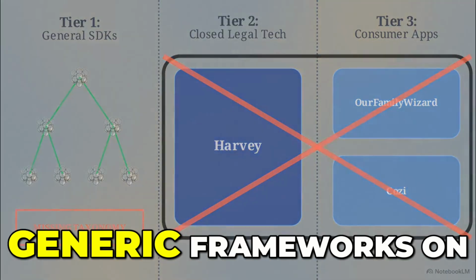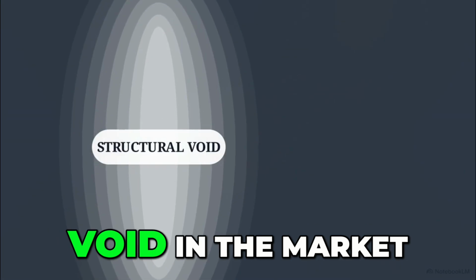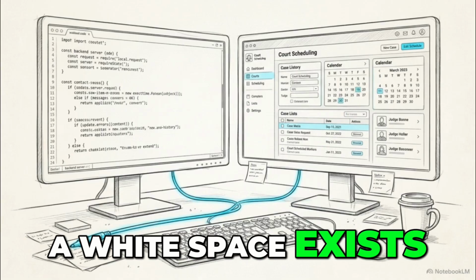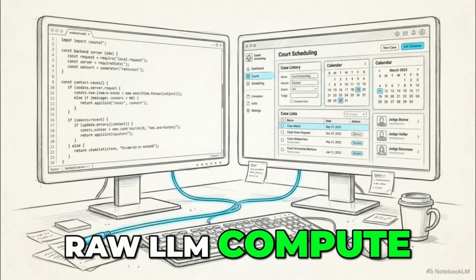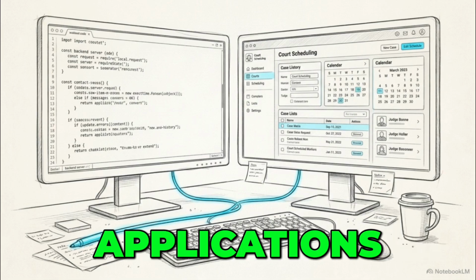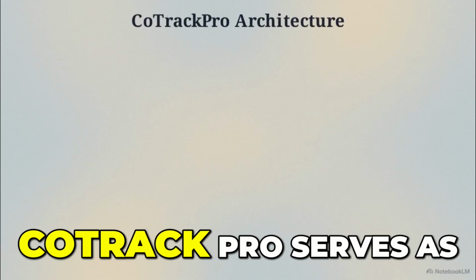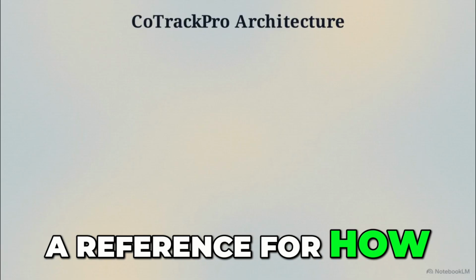If we remove the generic frameworks on the left and the closed products on the right, we find a structural void in the market. A white space exists for a domain-specific SDK layer that sits between raw LLM compute and closed end-user applications. This architecture diagram for CoTrackPro serves as a reference for how to fill this market gap.